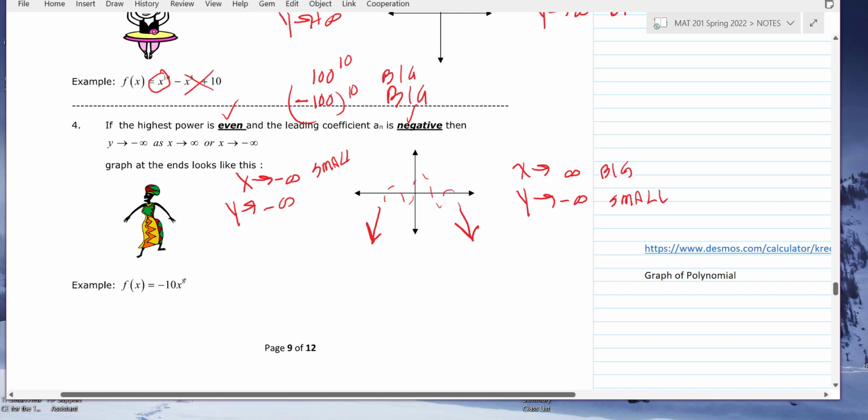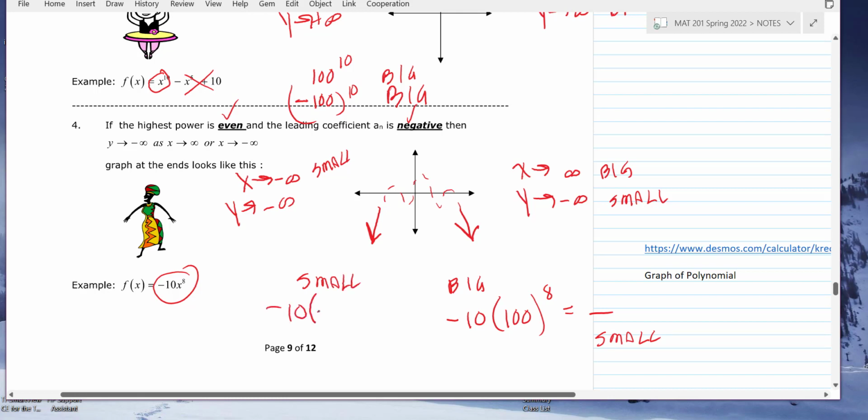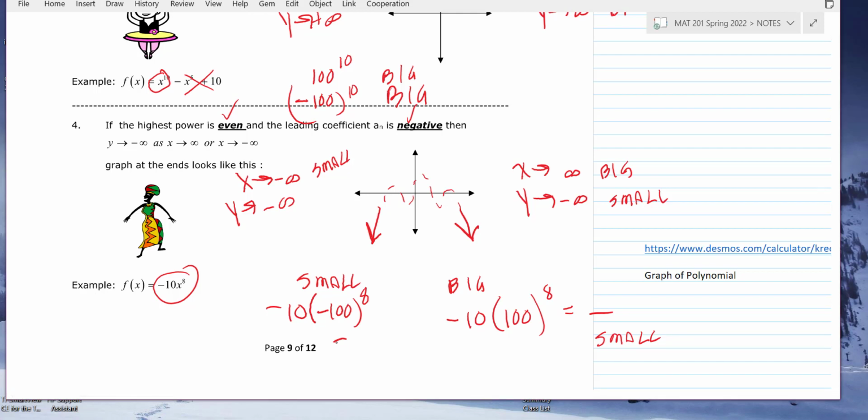So the only thing that matters is this. Again, if you forgot how this goes, if you put in a big number, like negative 10 times 100 to the 8th power, you're going to get a negative number, so it's getting small. And if you put in a small number, a negative number, like negative 10 times negative 100 to the 8th power, it's still negative. It's just that the 8th power, the even power, makes any number positive. But then if you multiply it by negative 10, it gets negative.